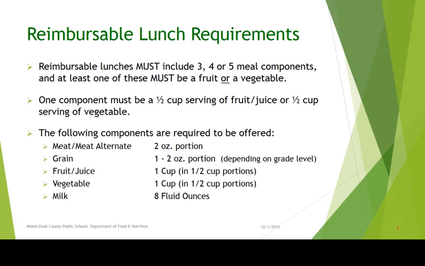The following components are required to be offered: meat alternates in 2-ounce portions, grains or breads in 1 to 2 ounce portions, depending on grade level. For example, grades 9 through 12 may receive a 2-ounce portion. Fruit/juice are served in half-cup portions, and they may take up to 1 cup. Vegetables are served in half-cup portions, and again, they may take up to a full 1 cup portion. Milk is served in 8 fluid ounces, which is the milk carton received from Borden.